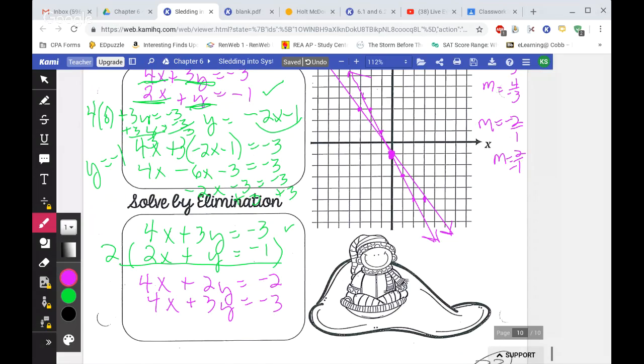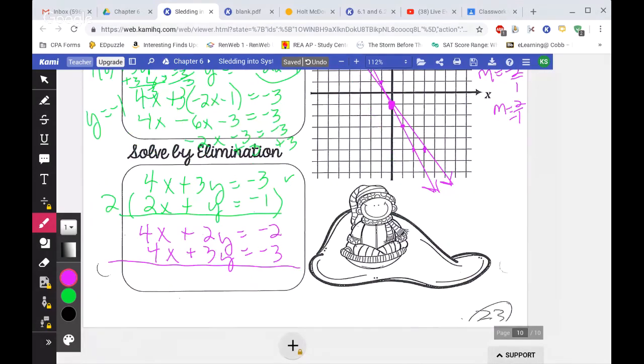And my x's match, meaning the coefficients are the same. They're both 4. The sign preceding them is both positive, so I'm going to subtract. That eliminates the x's. And 2y minus 3y is negative y. And then negative 2 minus a negative 3. That's going to be negative 2 plus 3, which gives me 1. Divide both sides by negative 1. And y equals negative 1.